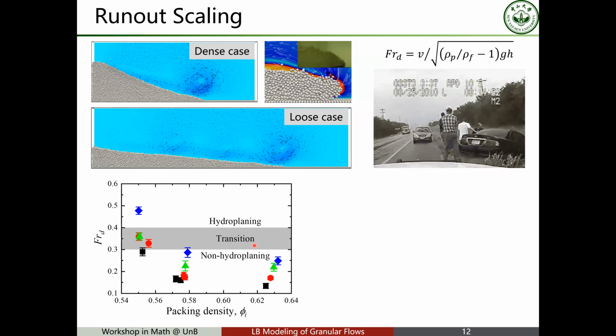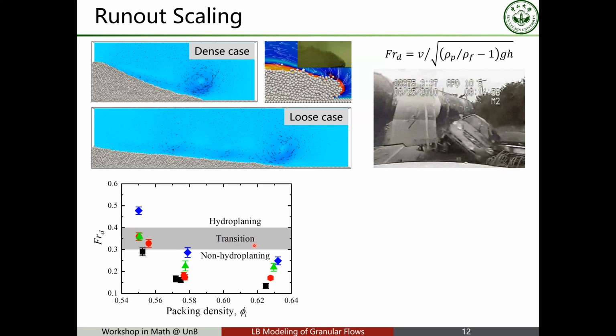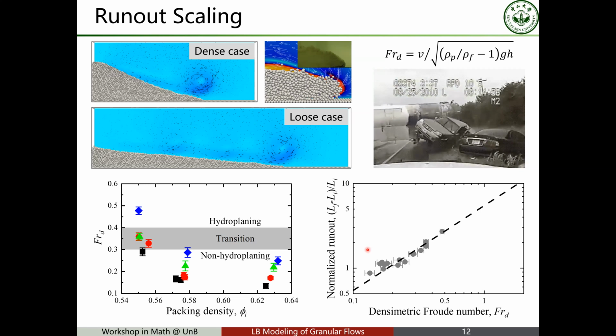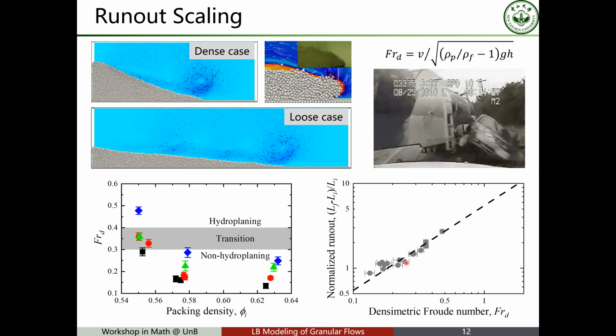So up to now, we know that hydroplaning plays a very important role in immersed granular column collapse, and this degree of hydroplaning can be quantified by the densimetric Froude number. Then our question is whether we can correlate the runout distance with the densimetric Froude number. And this is what we find.